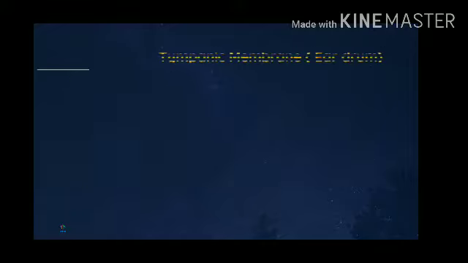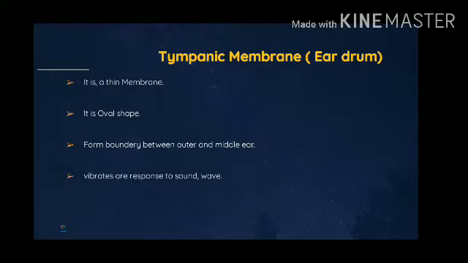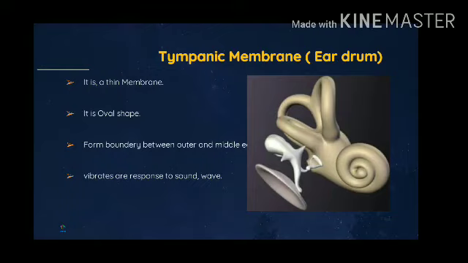The next part of the outer ear is the tympanic membrane, also known as the eardrum. The tympanic membrane is a thin membrane. It is oval in shape. The tympanic membrane forms a boundary between the outer and middle ear. The tympanic membrane vibrates in response to sound waves. This figure shows the tympanic membrane.